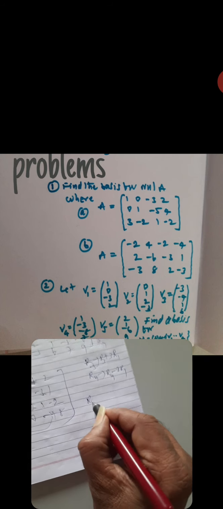Basis of Col A is, in our case, U1: 1, 0, minus 3, 2. Next 0, 1, 2, minus 3. And U4: 1, minus 3, minus 8, 7. This is the basis of Col A. These are the problems: Col A and Null A. These two are very important problems, given 2-3 times under 6 marks or 12 marks. Null A will also be there, and Col A. How to find the basis of Null A and Col A.